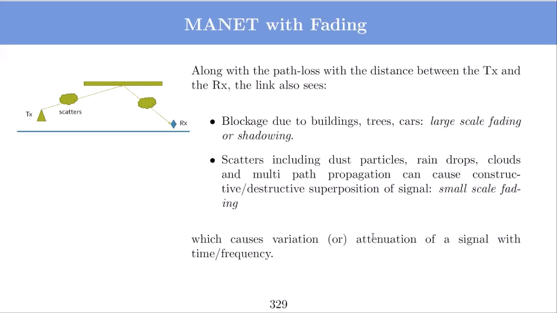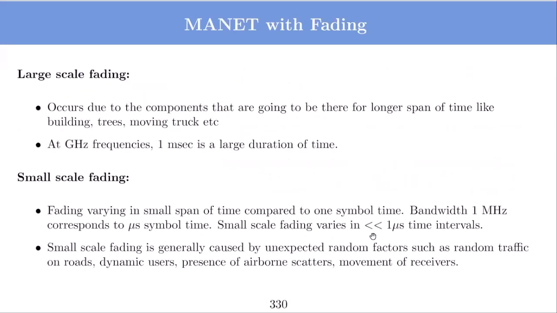So these two things will cause variation in the attenuation, or the signal magnitude, or phase shifts in the signal. When I talk about large scale, I already covered that at 1 GHz frequencies, 1 millisecond is a large duration of time, even if something is there for only 1 millisecond.